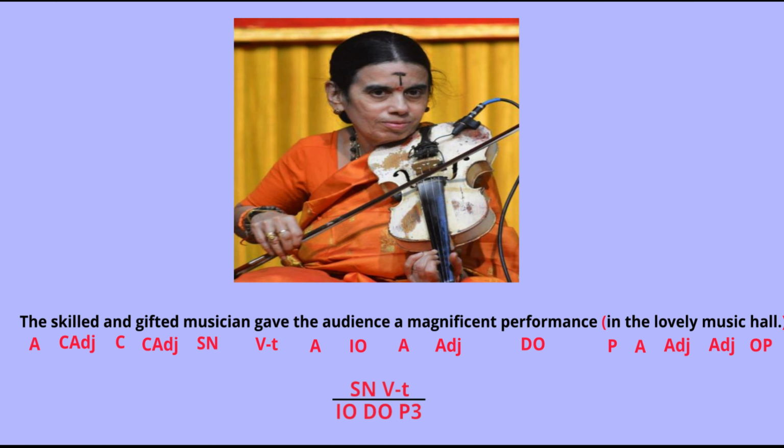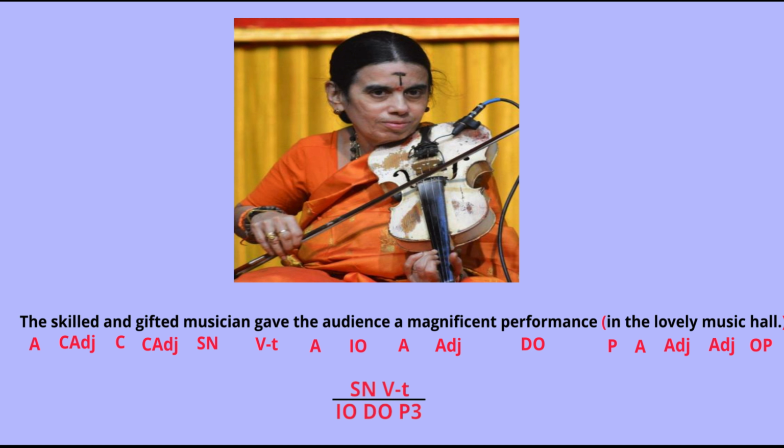Wow, this is interesting. You can see a great musician in the picture, right? The skilled and gifted musician gave the audience a magnificent performance in the lovely music hall. The is an article adjective, skilled and gifted musician. So, who gave the performance? Musician, right? So, you already know the subject noun. Subject noun is the musician.